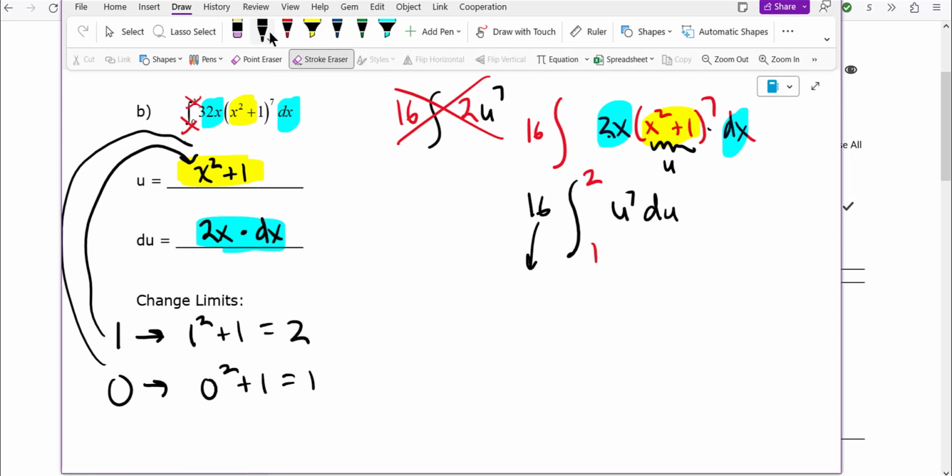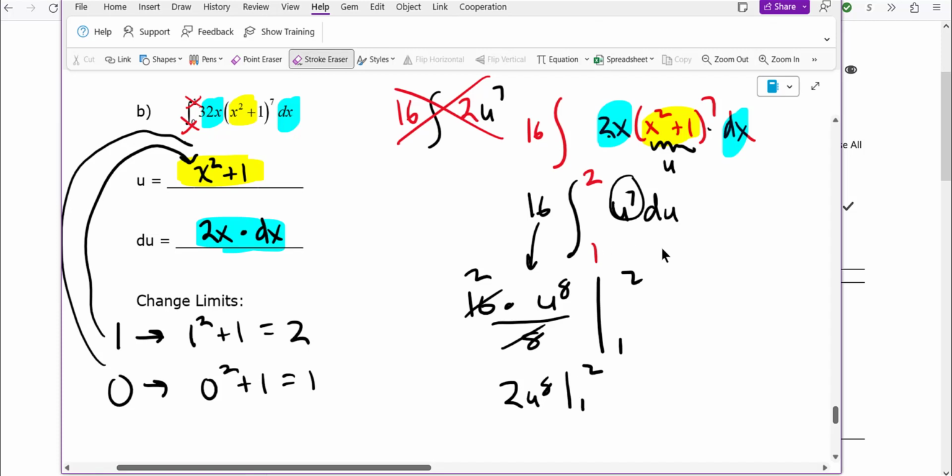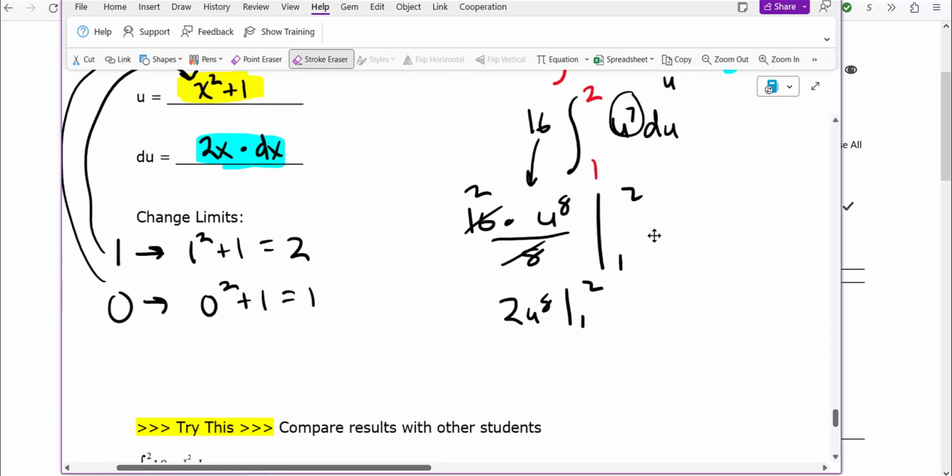All right, so now here's what we do. The 16 is a constant, it comes down. What is the antiderivative of u to the 7th? U to the 8th over 8, and then we're going to evaluate that from 1 to 2. It would be wise to simplify that 16 over 8 to 2, so you'll have 2u to the 8th evaluated from 1 to 2. Then we would be ready to evaluate. So you plug the 2 in: 2 times 2 to the 8th, minus, and then plug the 1 in: 2 times 1 to the 8th.